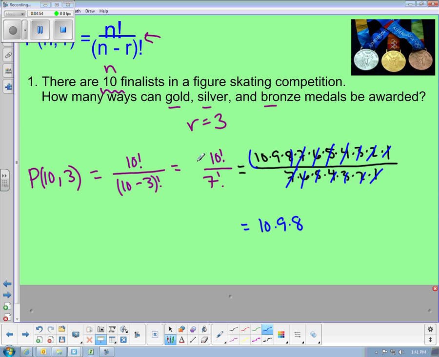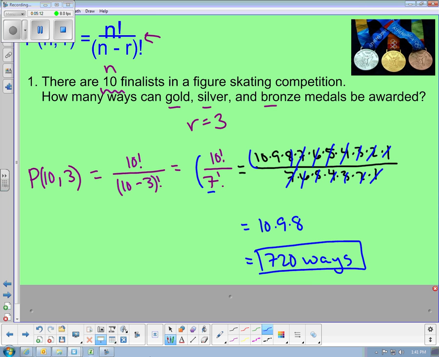Now you can see that from this step right here, 10 factorial over 7 factorial, we know that 7 on down is going to go away. So all I need is the top number down to the 7, which is 10 times 9 times 8. In this case, that gives us 720. So that means there's 720 ways that we can arrange the gold, silver, and bronze medal.